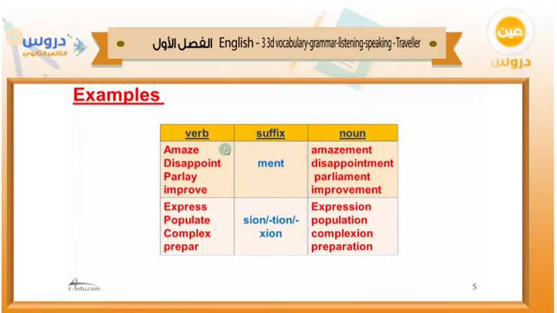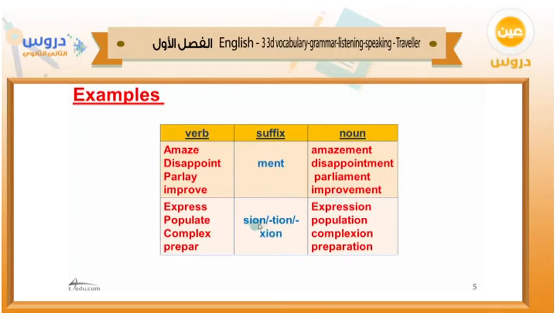So for example, amaze with ment at the end becomes amazement. Disappoint is a verb. We add ment at the end as a suffix and it becomes disappointment, a noun. Parley, we add ment, it becomes parliament. Here it's a verb and here it's a noun, parliament. Improve, we add ment and it becomes improvement.